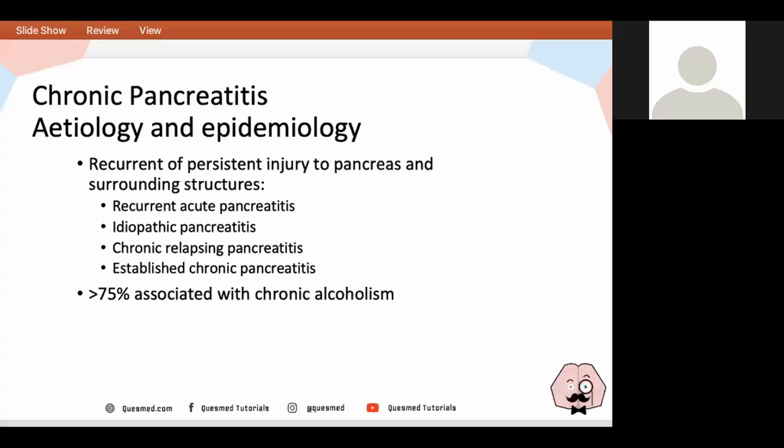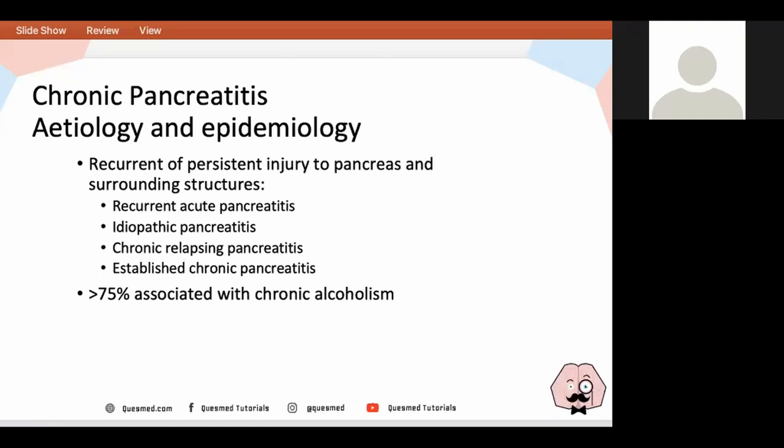And these may be as a result of alcohol excess, gallstones, medication, so forth. And the key for those patients is that the inflammation resolves between the episodes and the pancreas can still function. For some patients, there may never be a clear cause identified for their pancreatitis, and we'd call that idiopathic pancreatitis.